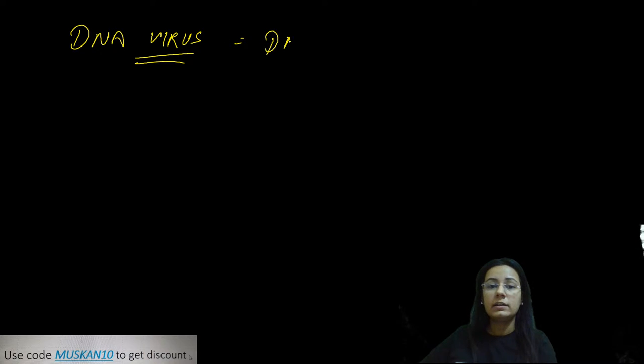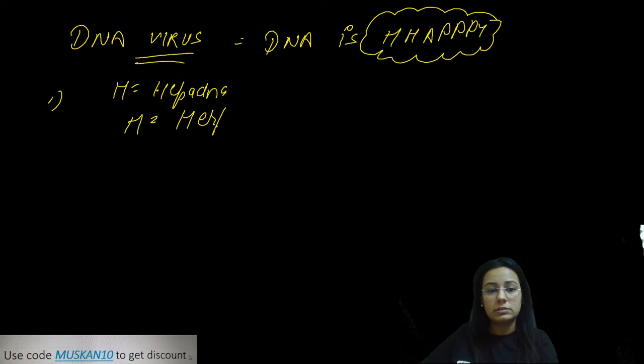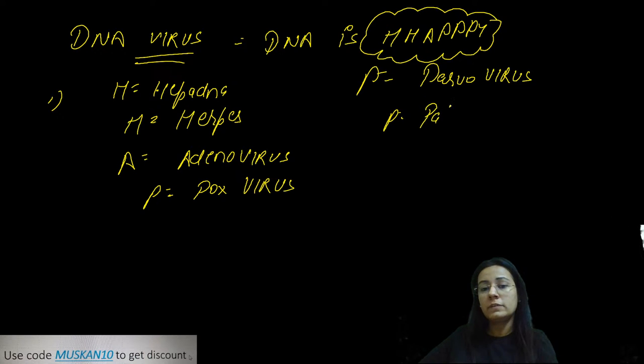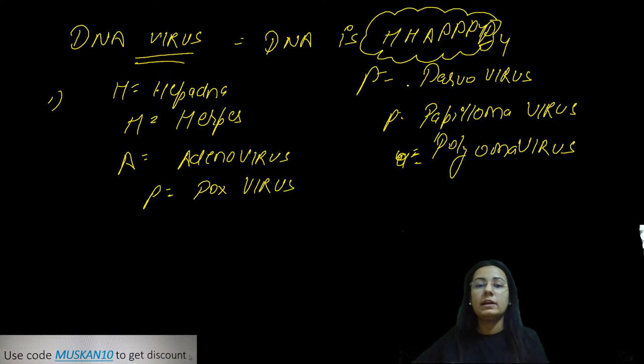We'll talk about some important points: what are the examples of the DNA virus and how we remember them. That DNA is happy. Okay, this is how we remember it, DNA is happy. H is for hepadnavirus, herpes virus, A for adenovirus, P for pox virus, another P for parvovirus, papilloma virus, and Y is nothing, and one more P, that is polyomavirus. That is, DNA is happy: hepadna, herpes, adeno, pox, parvo, papilloma and polyoma.